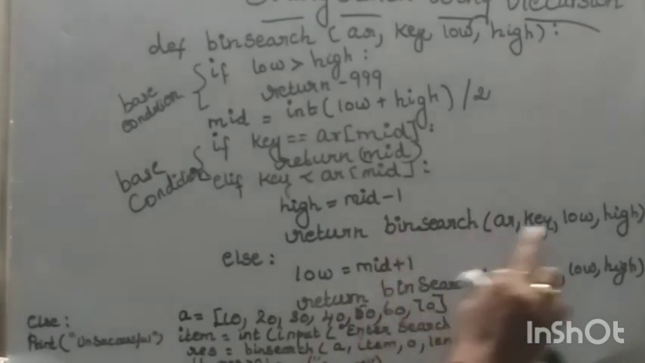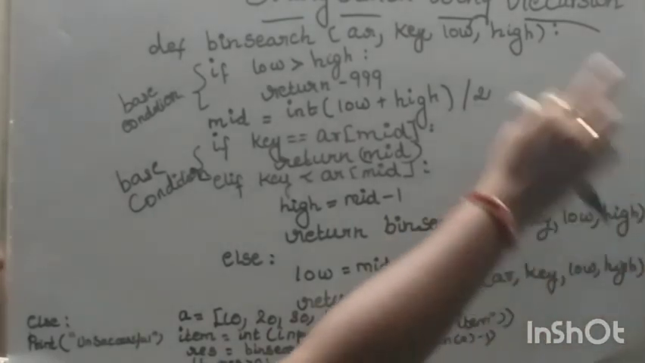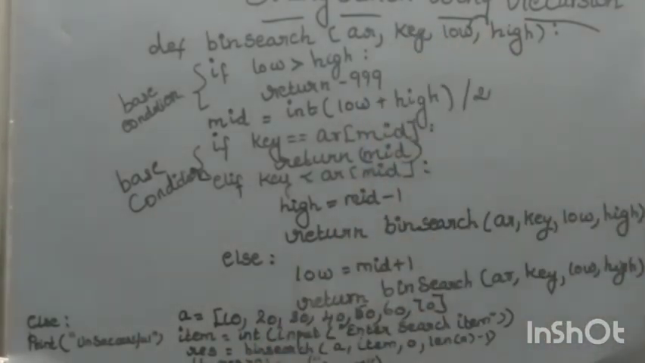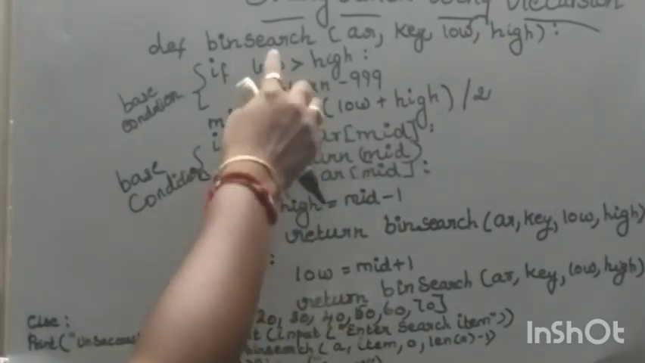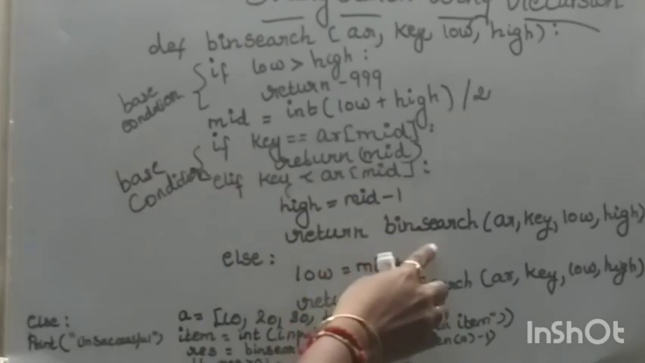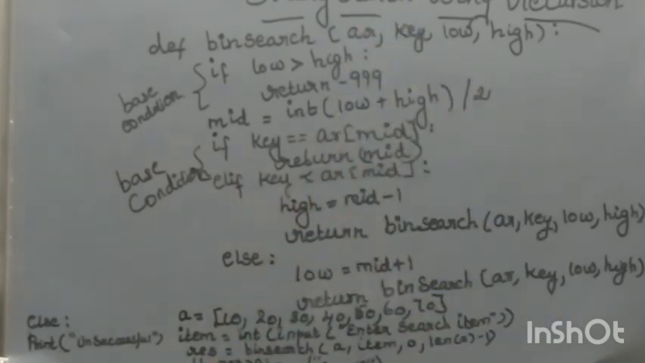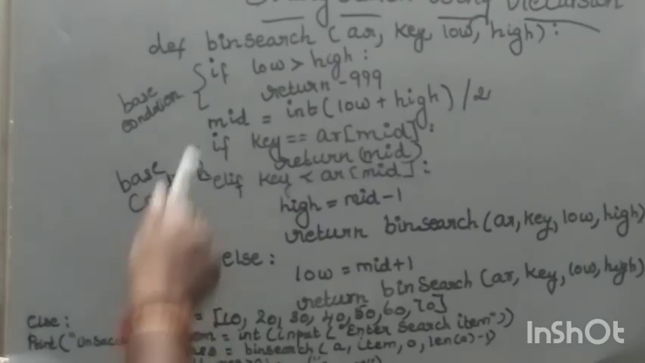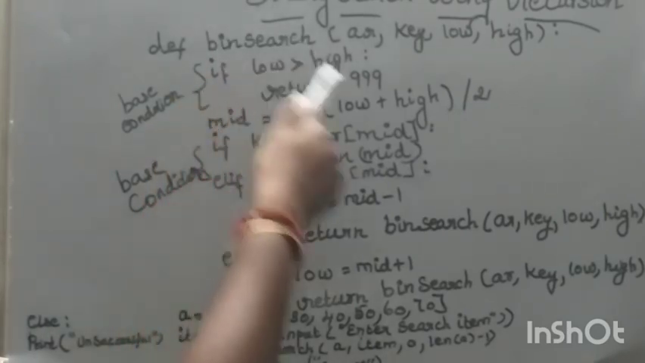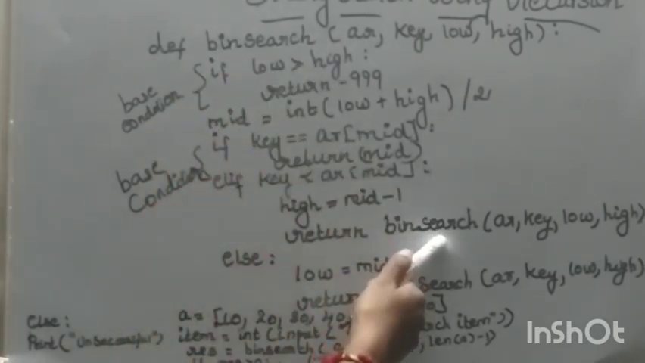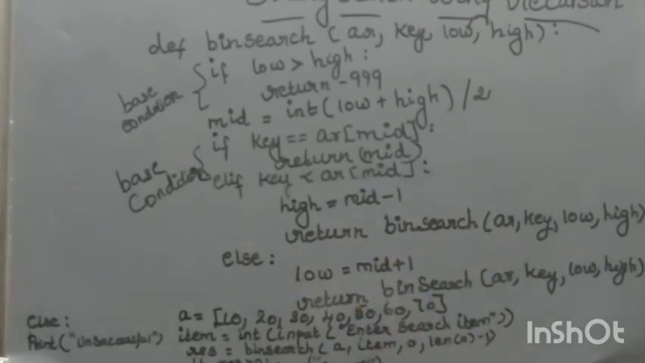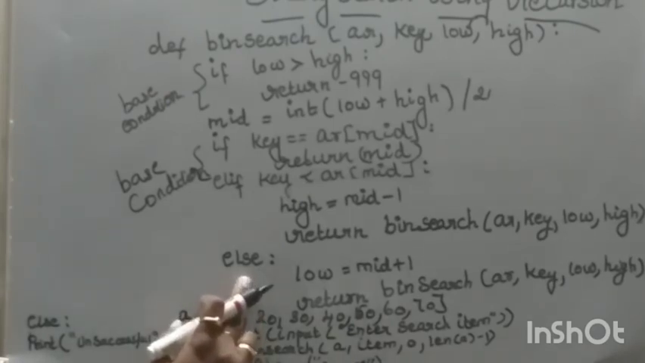Here, this calling function again calls the function definition. We know what recursion is. Inside the function definition, if we have a function call, then it is called recursion. Here, inside the binary search, I am calling the binary search. It is a recursion. If both conditions don't satisfy, then the else part will be executed.